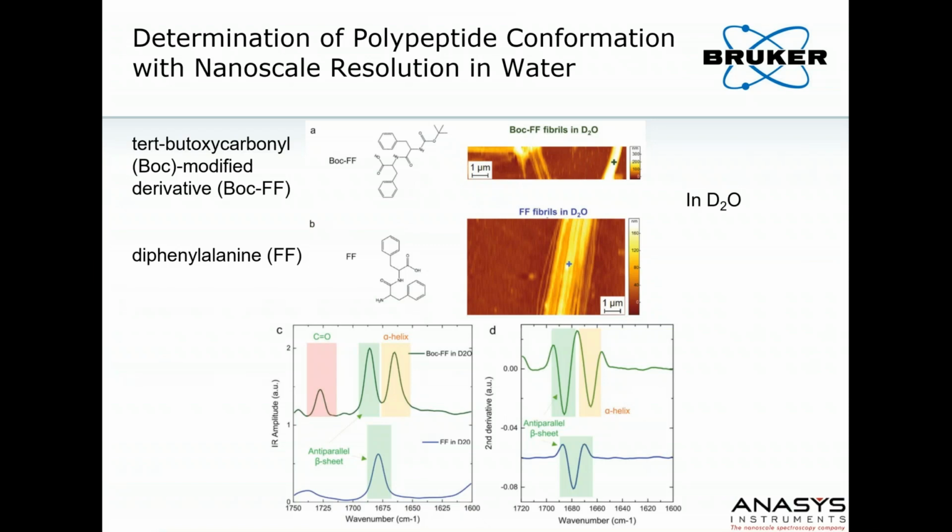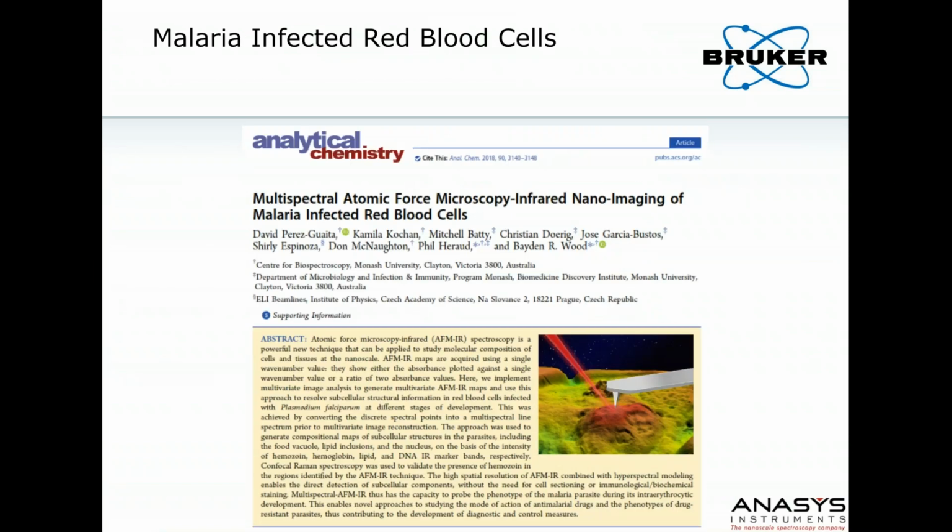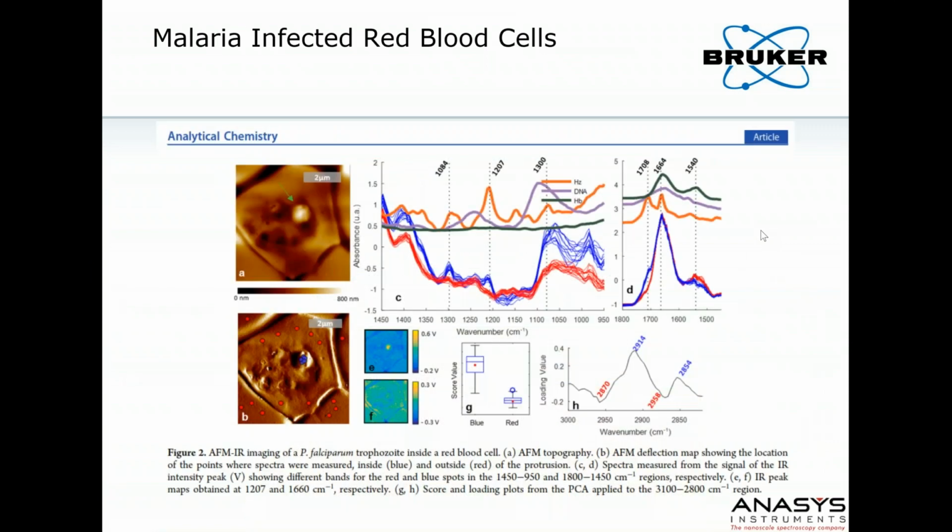I'm not going to have time to go through a lot of detail on these papers, but the references are there, and if you find something particularly interesting, you can go back and look at it in more detail. This is the first of 2 papers that just came out of Bayden Wood's group at Monash University. They're now doing AFM-IR of malaria-infected blood cells. And so now we can get inside of single blood cells.